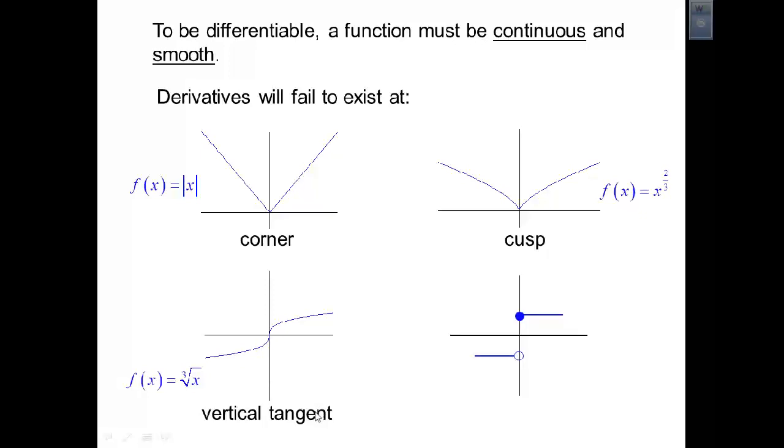All right, and then of course we've got the easy one. The easy one is a discontinuity. Remember, a function must be continuous to be differentiable. If it's not continuous, then it cannot be differentiable. So that's one of the first things you look at. If you're looking for places where a derivative is going to fail to exist, you look for a discontinuity. All right, now most of the functions we're going to study in calculus will be differentiable.